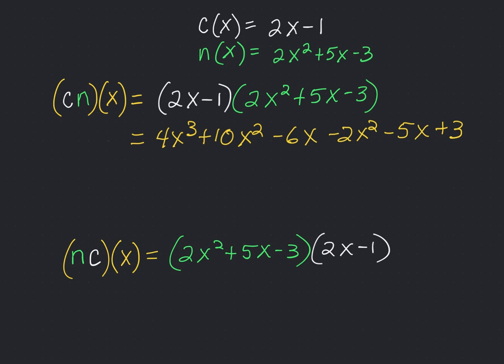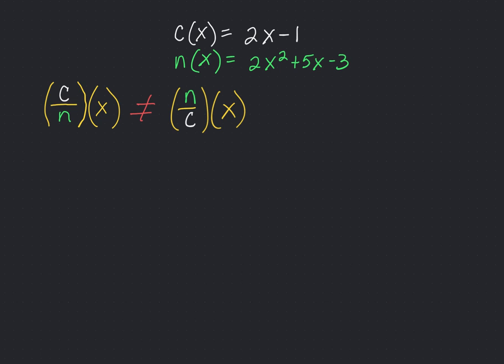Let's see what this is when we combine like terms. We're going to get 4x cubed plus 8x squared and minus 11x plus 3. I will leave it to you if you wish to do the distribution in this fashion. And when you write your answer in decreasing order of exponents, then you will get the same thing.